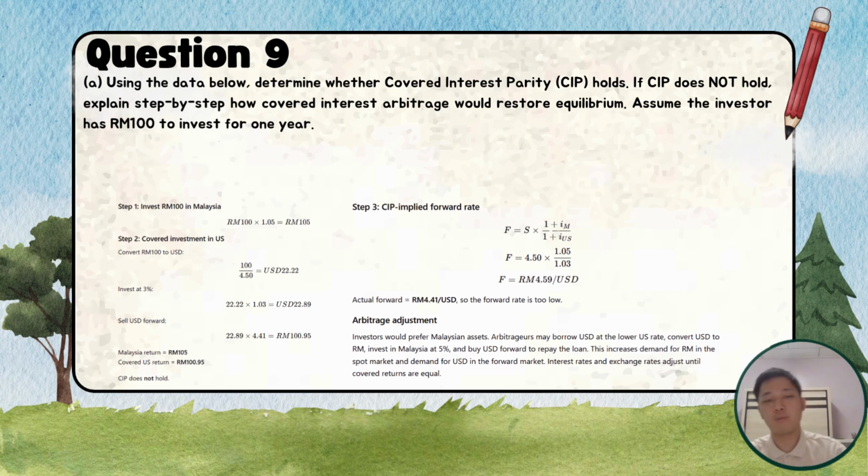I also calculate the CIP implied forward rate using the formula: spot rate times 1 plus Malaysian interest rate, divided by 1 plus US interest rate. This gives RM 4.59 per US dollar. However, the actual forward rate is only 4.41 ringgit, so the forward rate is too low. To restore equilibrium, a arbitrageur would prefer Malaysian assets. They may borrow US dollars, convert them into ringgit Malaysia, invest in Malaysia, and buy US dollars forward to repay the US dollar loan. This process increases demand for ringgit Malaysia in the spot market and demand for US dollars in the forward market until covered returns become equal.